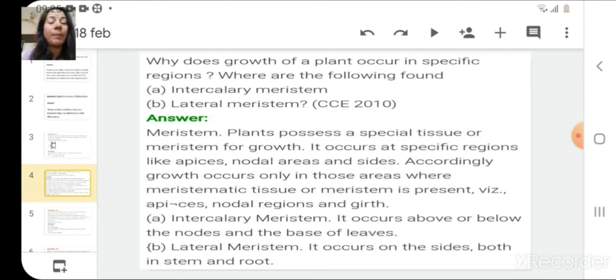It can be the apical part of a root. It can be the shoot apex also. It can be a nodal area from where a node arises. It can be the lateral side of the plant. Accordingly, growth occurs only in those areas where meristematic tissue or meristem is present. The first, intercalary meristem, is above or below the nodal areas and at the base of leaves. And the lateral meristem occurs on both lateral sides of root and stem.